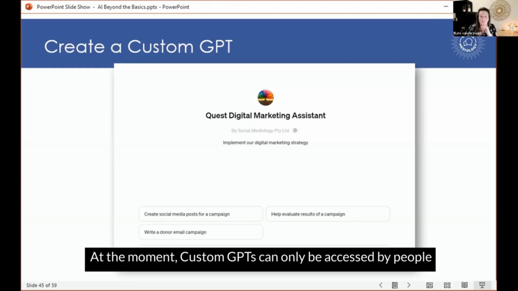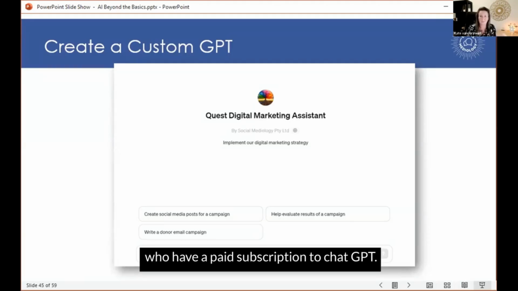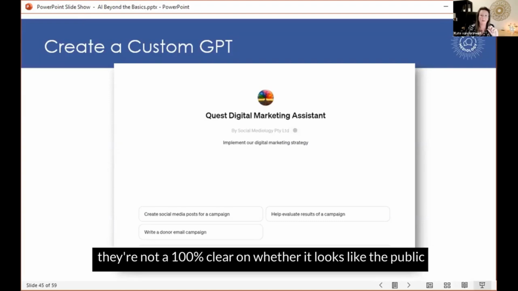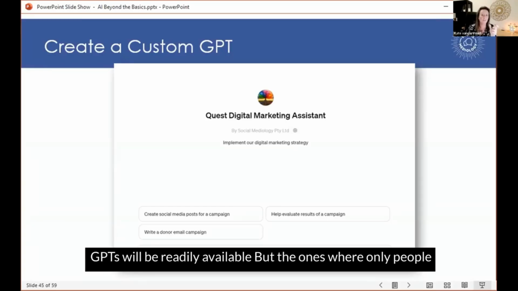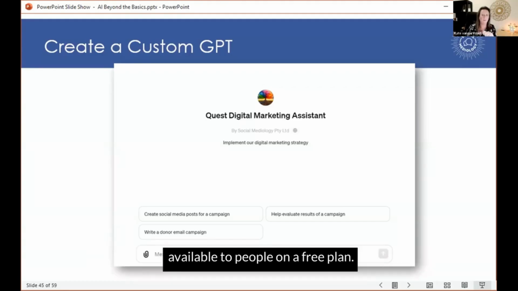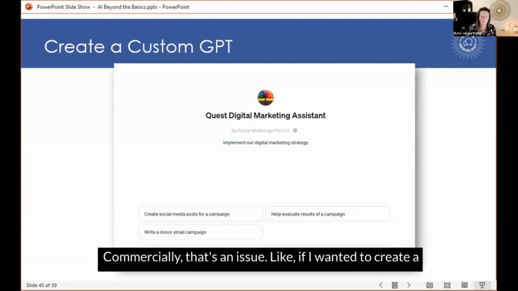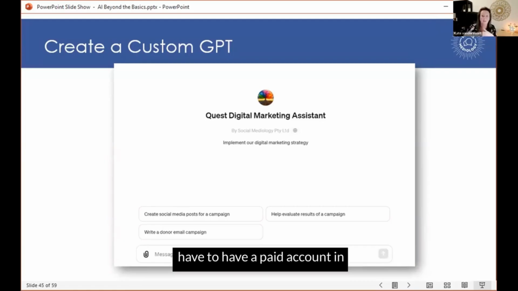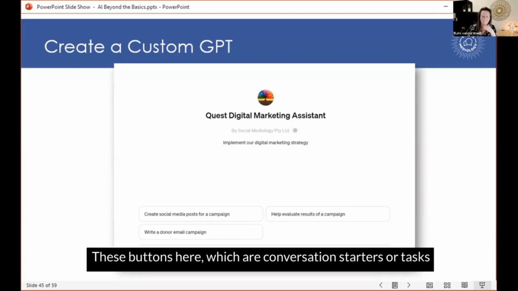At the moment, custom GPTs can only be accessed by people who have a paid subscription to ChatGPT. That is about to change. They did announce that last week, but they're not 100% clear on whether it looks like the public GPTs will be readily available, but the ones where only people with a link can use them, so the semi-private ones, will not be available to people on a free plan. Commercially, that's an issue. Like if I wanted to create a custom GPT that I could sell behind a paywall, people would have to have a paid account in order to access that at the moment.